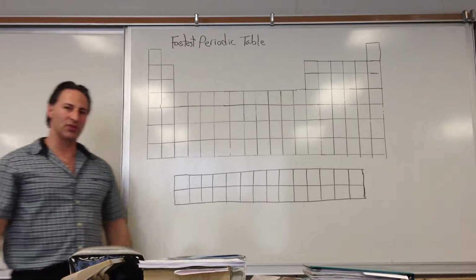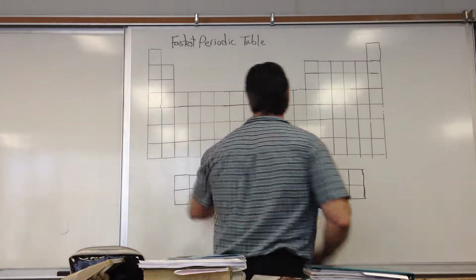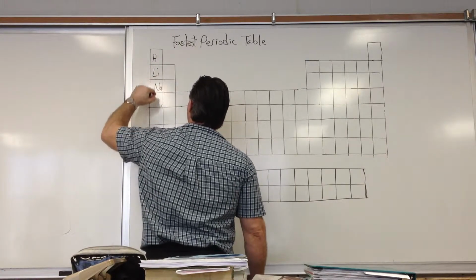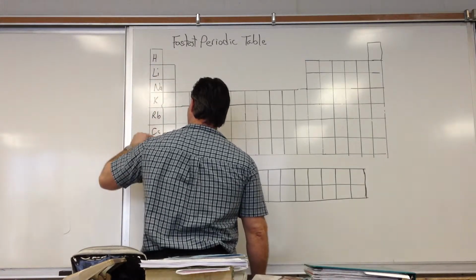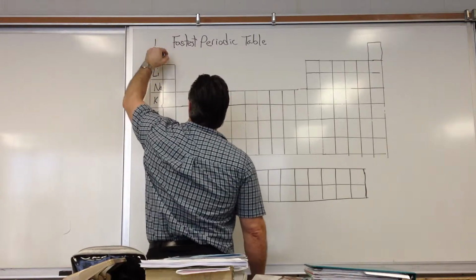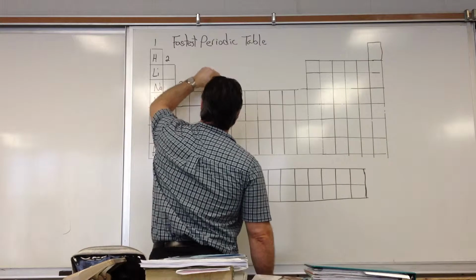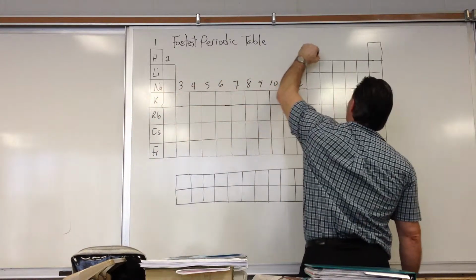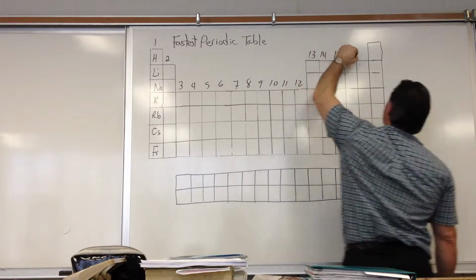Okay, this is the world's fastest periodic table. We're going to start with the alkali metals. These are group 1, and the groups go from 1 through 18, from left to right on the periodic table. And the group number tells you how many valence electrons the atom has.